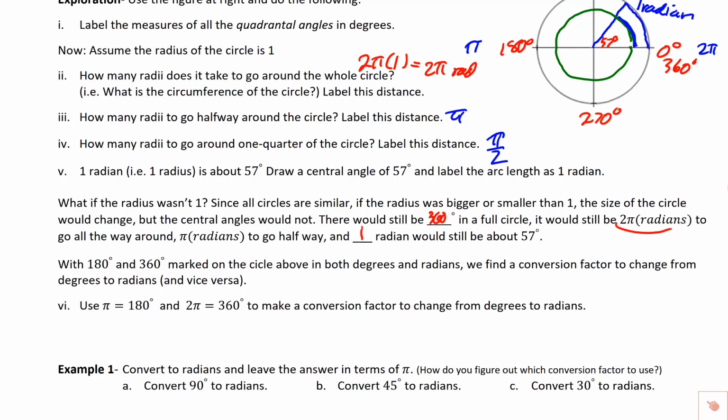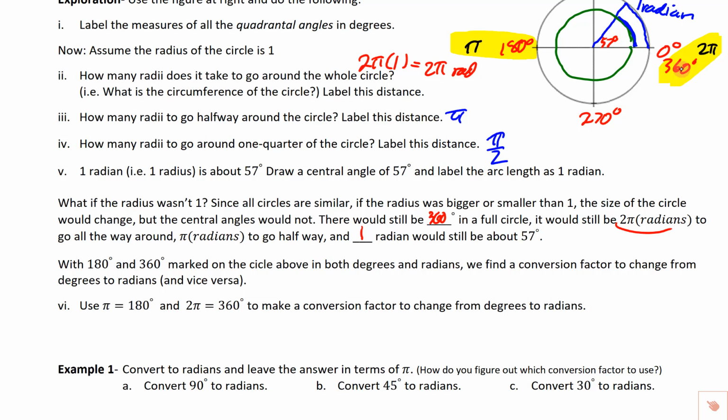So notice up on the diagram we've got a couple things. I'm going to highlight these. Degree measure for half a circle is 180. Radian measure for half a circle is pi. And degree measure for a full circle is 360, and radian measure is 2 pi. So if we take the fact that we've got the two of those things marked, pi is the same as 180 degrees. 2 pi is the same as 360.